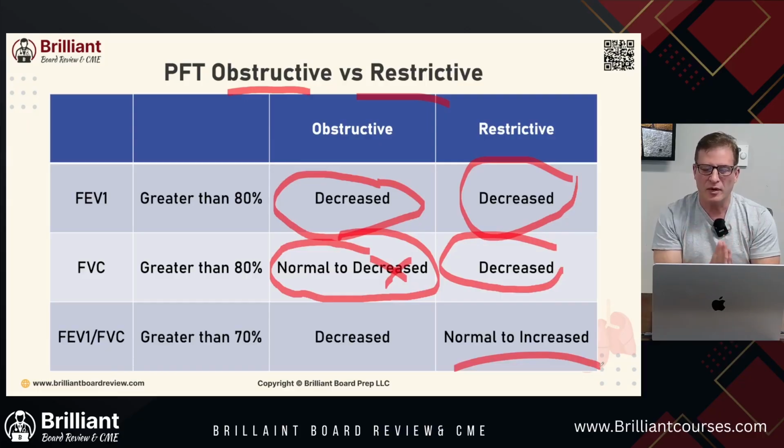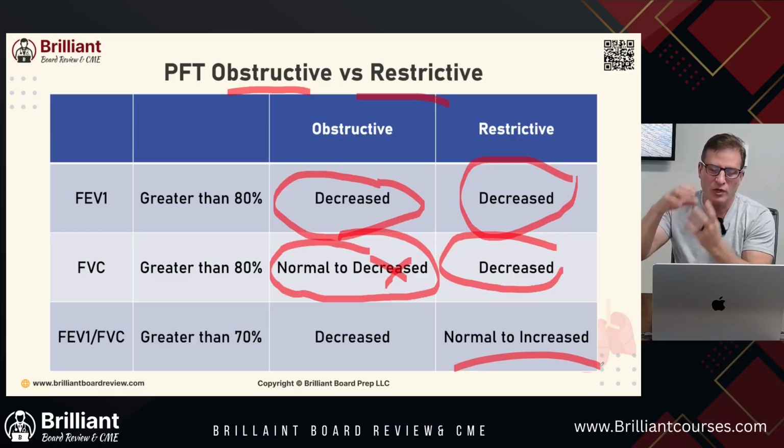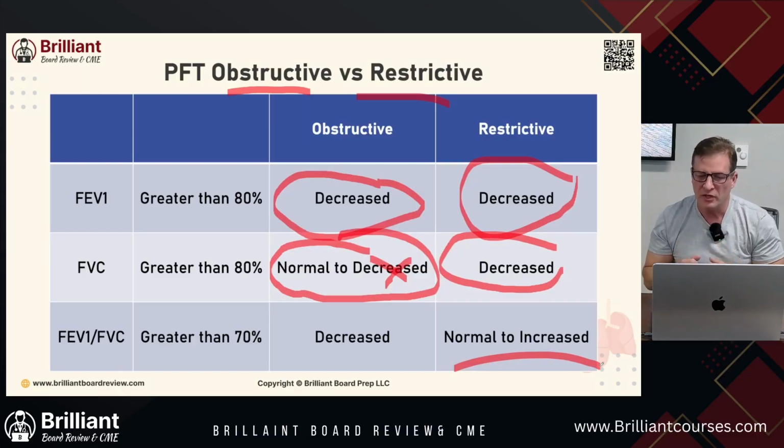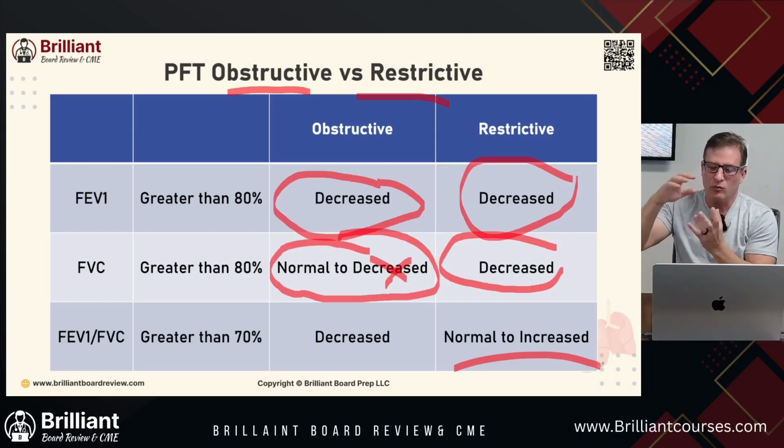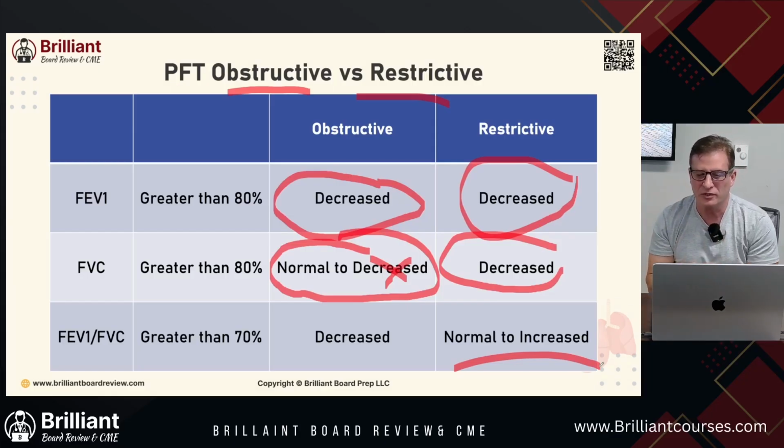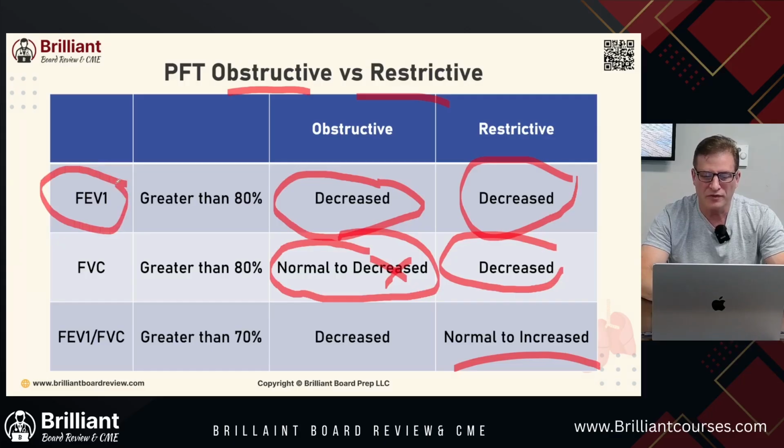So you have to remember in restrictive, I want you to think the lungs are restricted both in our FEV1 and FVC, restricted in both. I'm gonna say that again, FEV1 and FVC. So in our short bursts and our long bursts, and that ratio is gonna be normal to increased. In obstructive, you're gonna have more of a decrease in our FEV1. We're gonna have more of a decrease in FEV1 over FVC, so we're gonna have a decreased ratio. So this is all we have to remember.